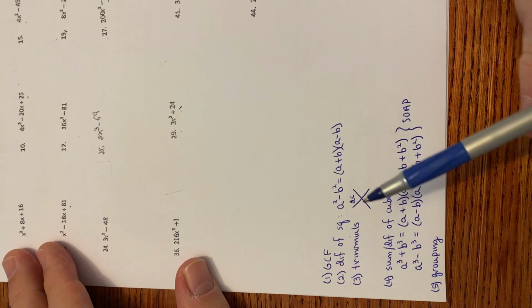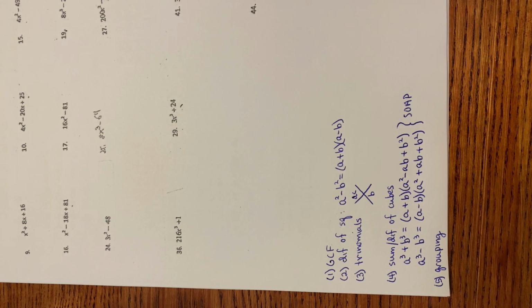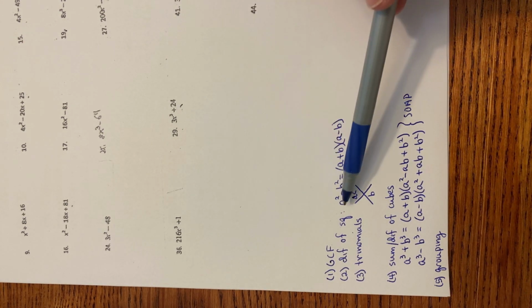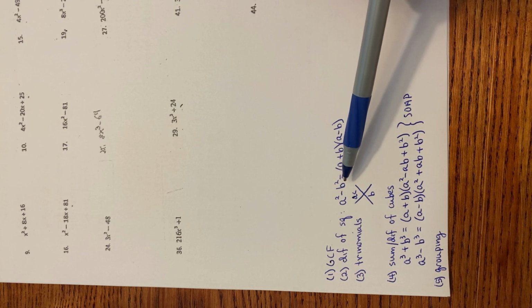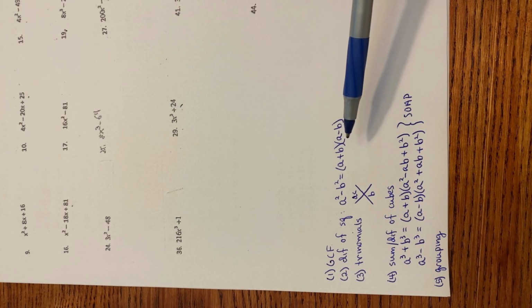Here are the types of factoring we have done so far. GCF, and I'm always going to look for a GCF first. The second type was a difference of squares, and it looks like that. A squared minus b squared, both terms are perfect squares, and it factors into a plus b, a minus b.